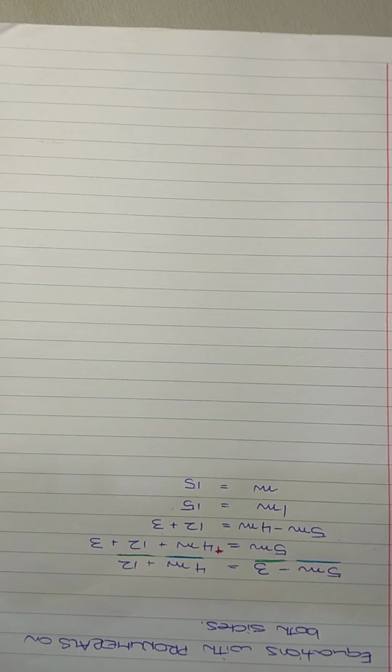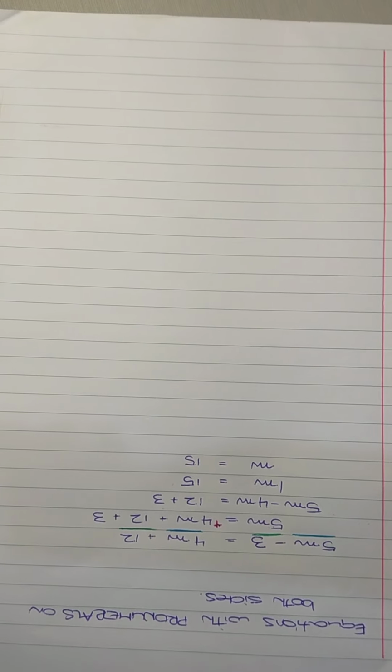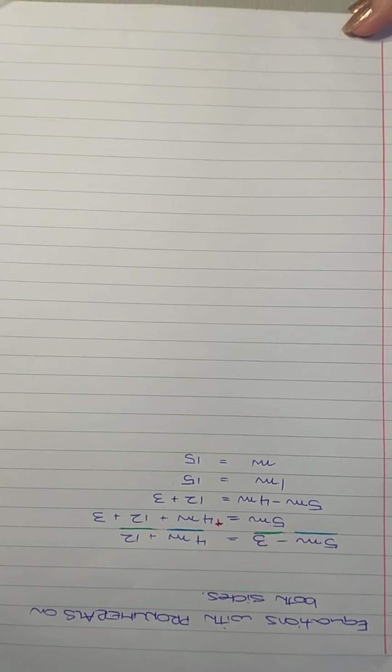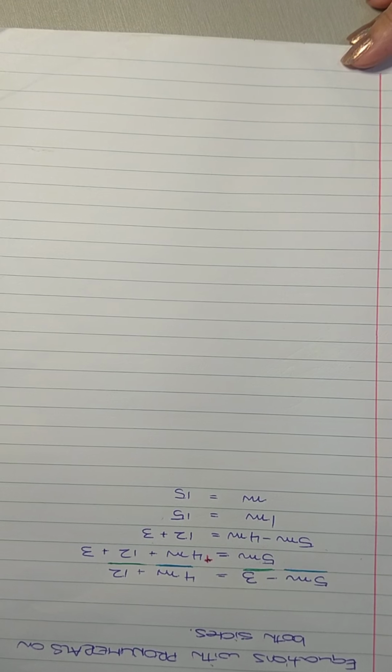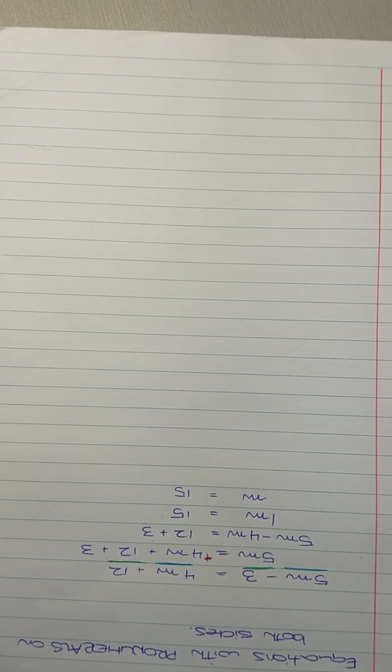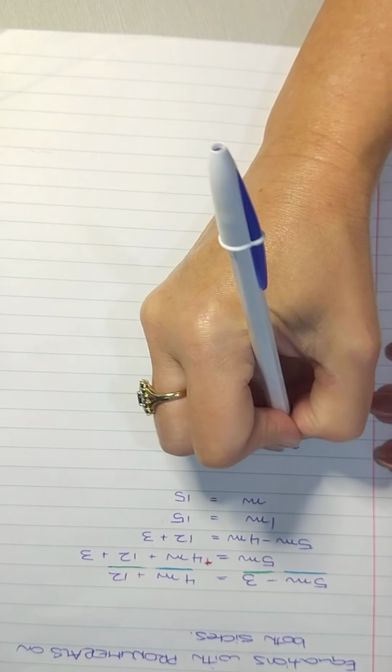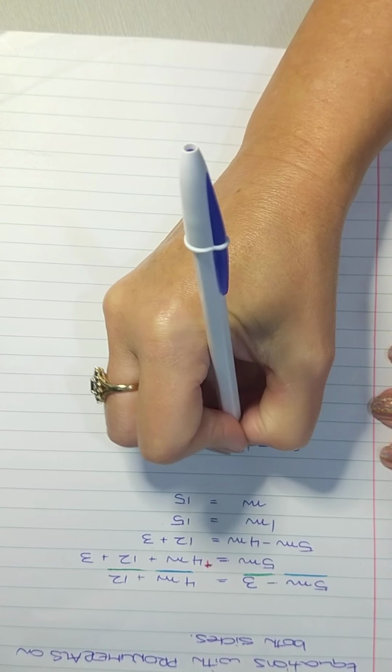All right, I'm going to just adjust my camera a little bit. It's syncing. I'm going to do one more for you that is a little bit more complicated. Let's have a look. Okay, x minus 13.